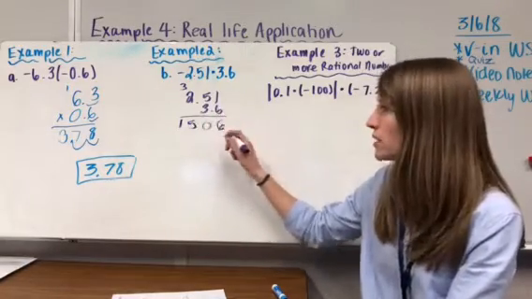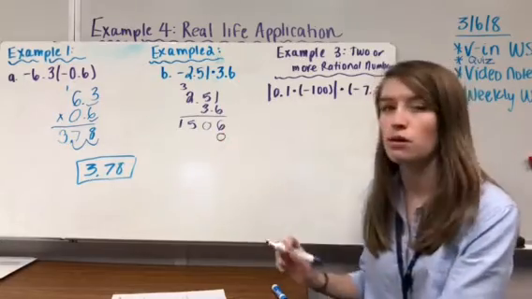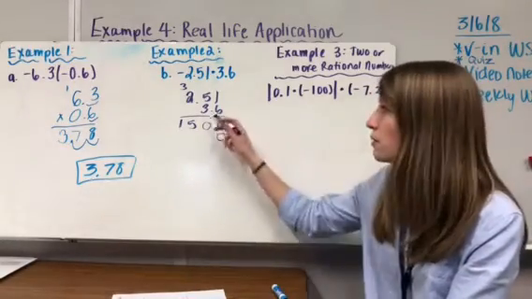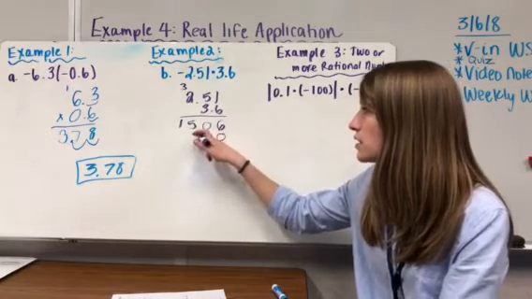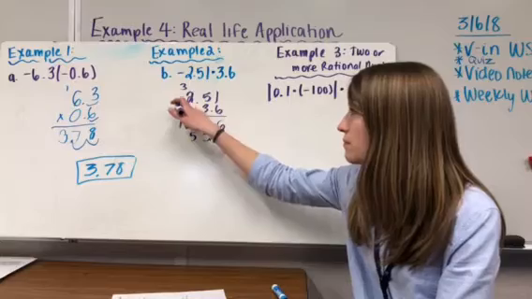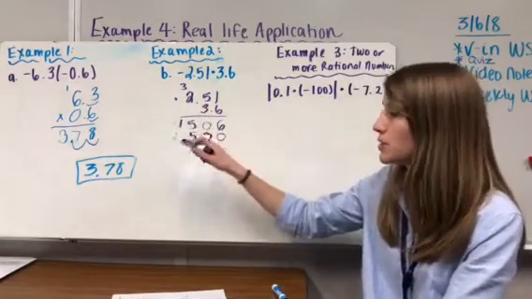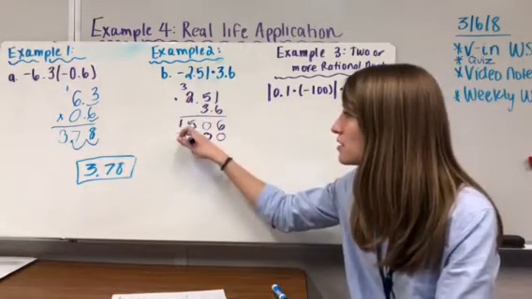Since we've moved 1 place to the left, I need to move my number 1 place to the left by putting a 0 there. 3 times 1 is 3. 3 times 5 is 15. That's 5, carry the 1. 3 times 2 is 6, plus 1 is 7.